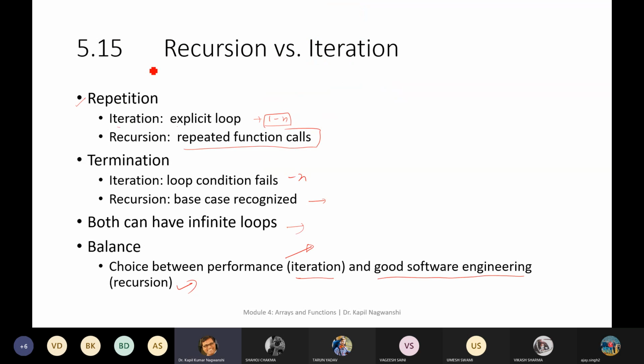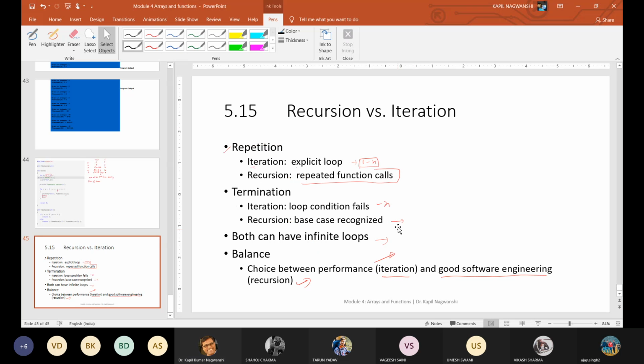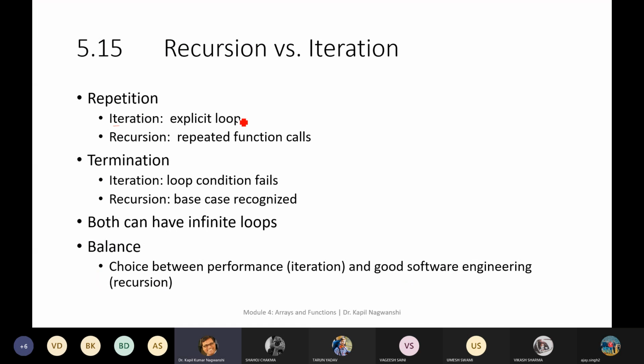So what is the difference between recursion and iteration? Both involve repetition. Iteration uses an explicit loop, meaning 1 to n. Let me show you. What is repetition? In the case of iteration, the loop will work for 1 to n. This is one example.